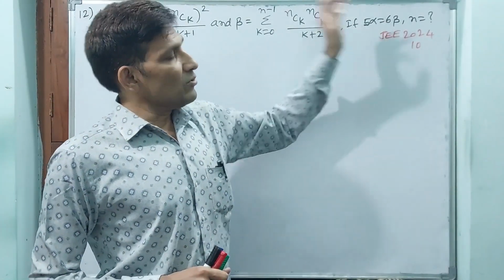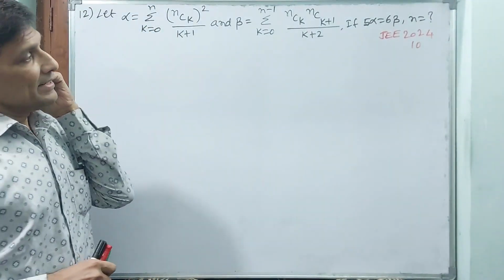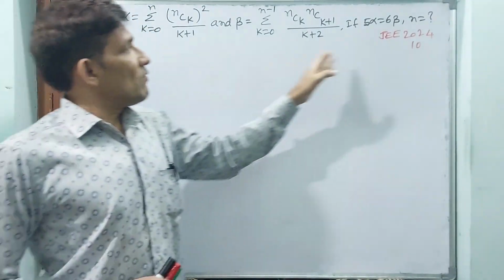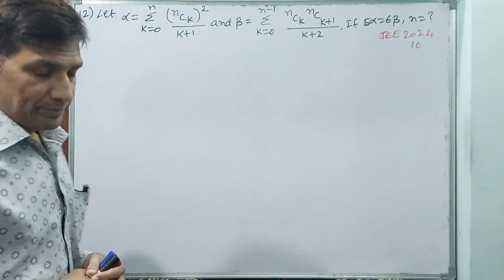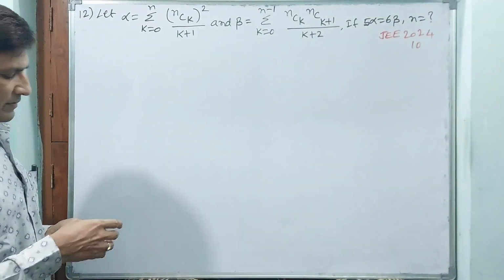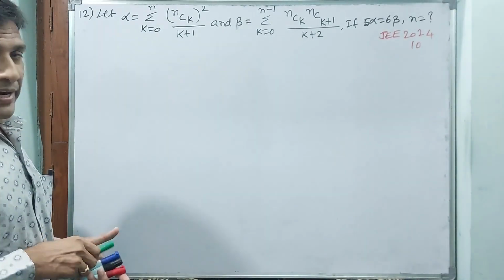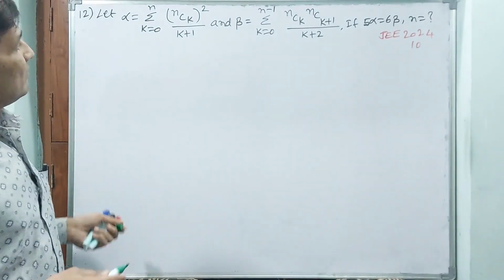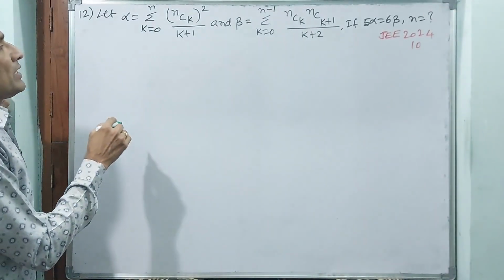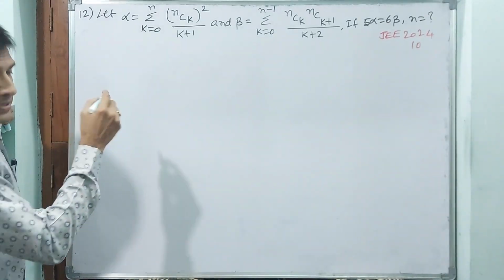5 alpha is equal to 6 beta. Okay, they are asking what is the value of n. Okay, what is the value of n? I am writing two formulae. Until now I have not written these formulae. I am writing these formulae. Just note down.